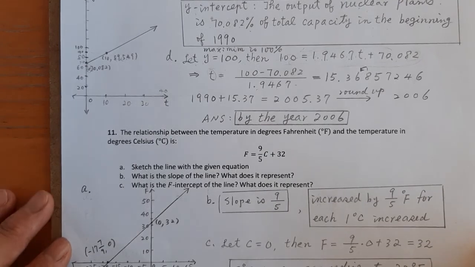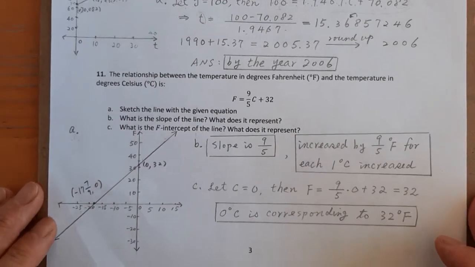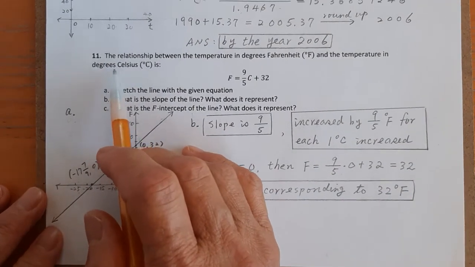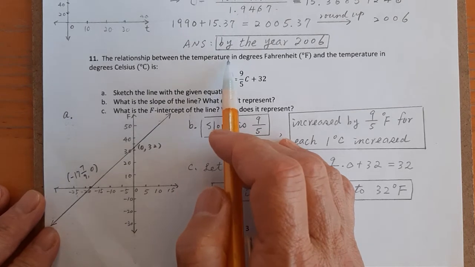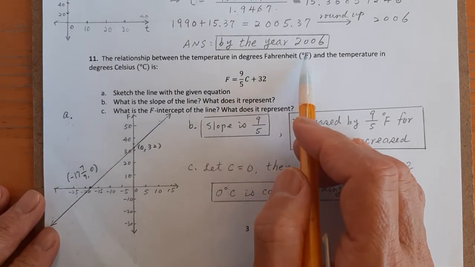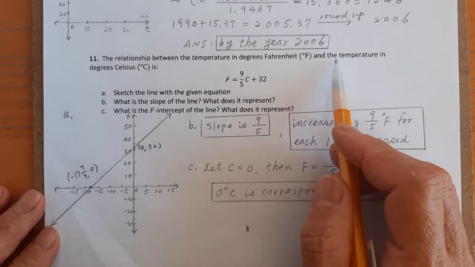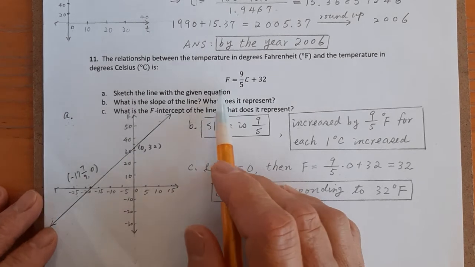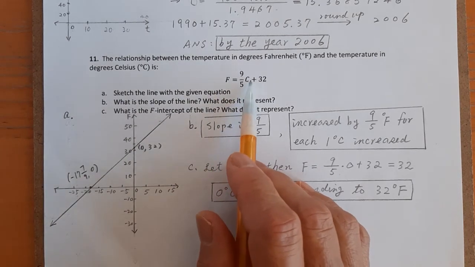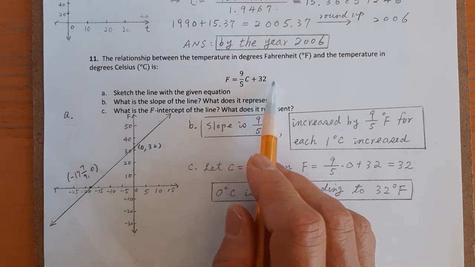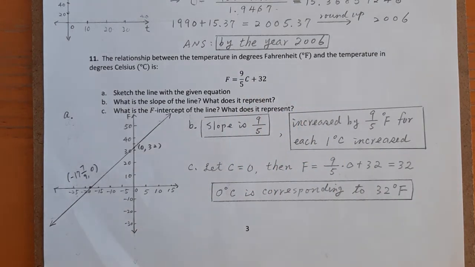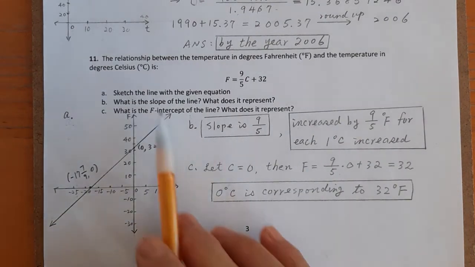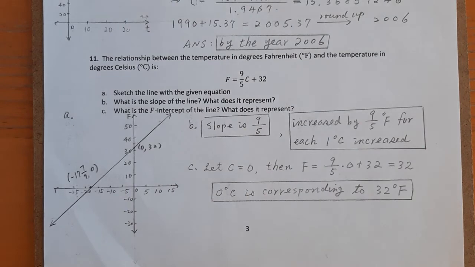Then next question, question 11. The relationship between the temperature in degrees Fahrenheit and the temperature in degrees Celsius is F equals 9/5 C plus 32. This is to show the relationship between Fahrenheit and Celsius. And sketch the line with the given equation.